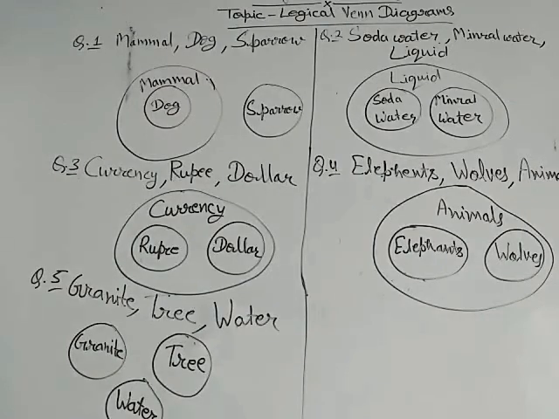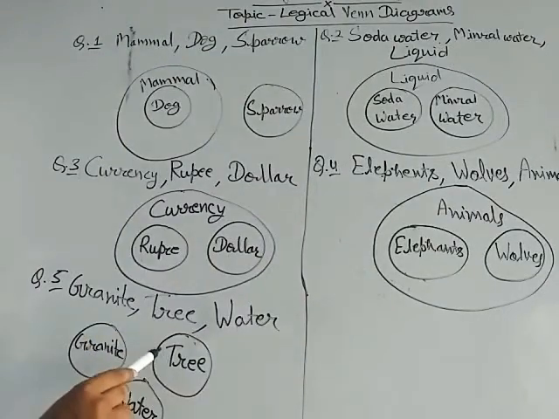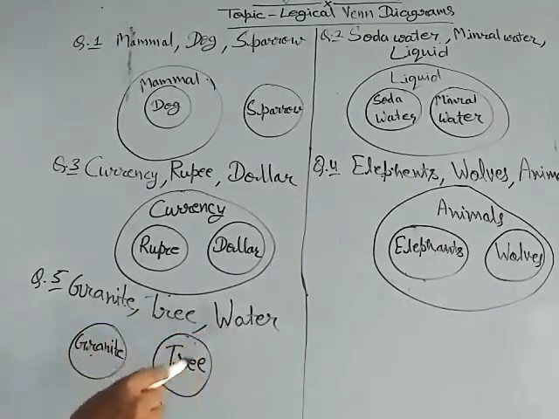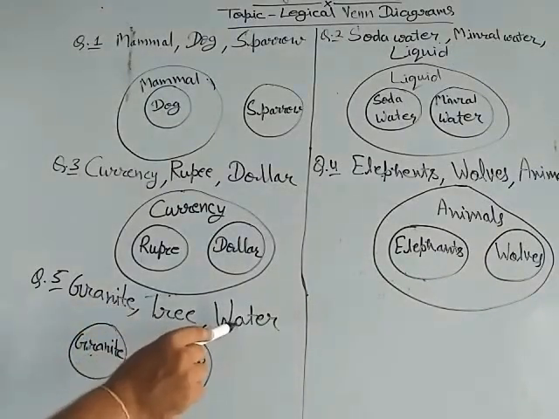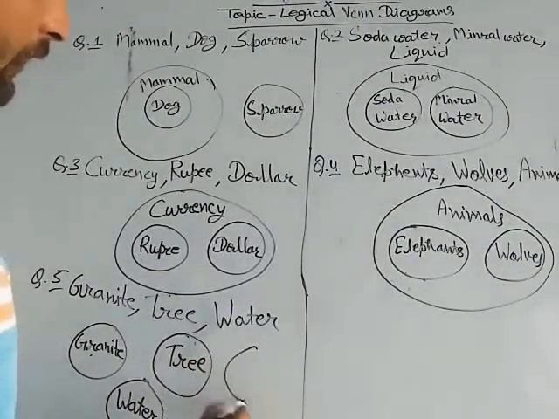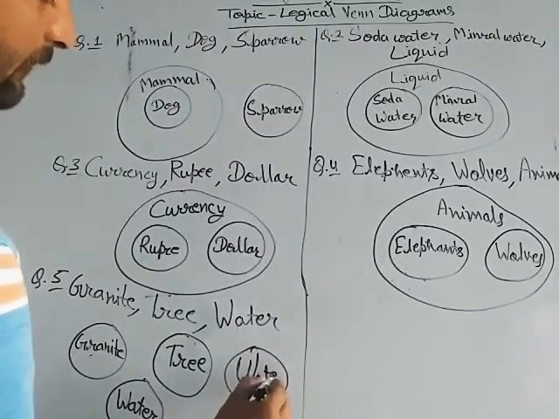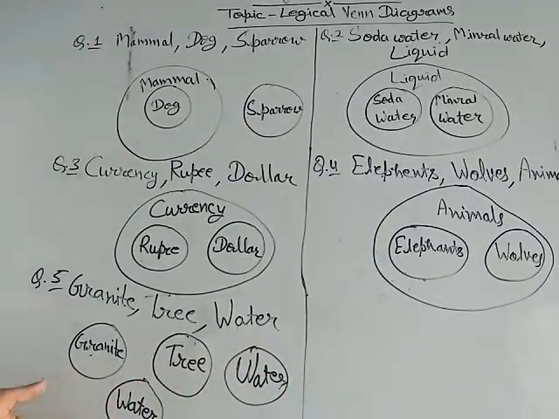Okay, got it? Because granite is different from tree, here will be granite and here tree, and tree and water are different from each other. Granite and water are also different from each other. We can draw the water here also, but these three are not combined with each other. Okay, it is the important thing.